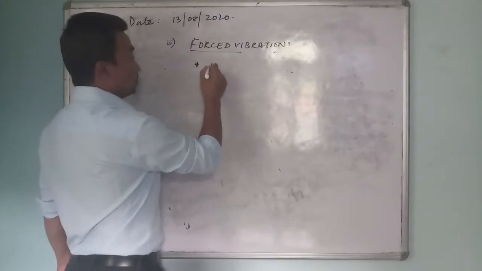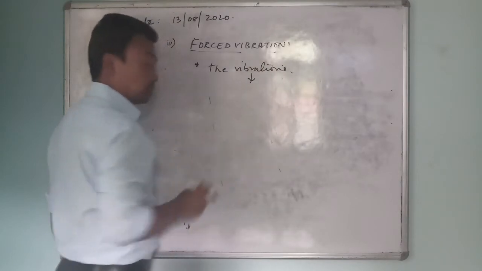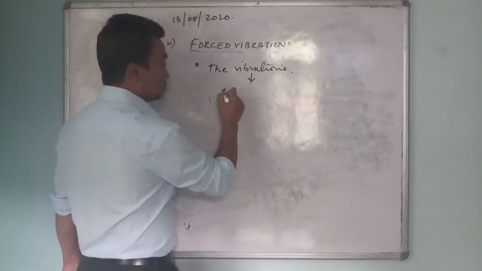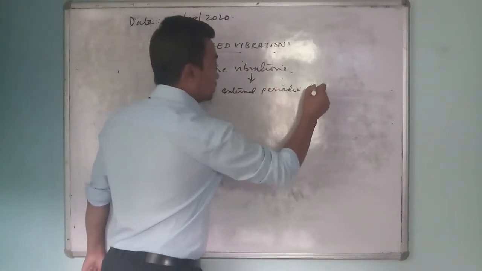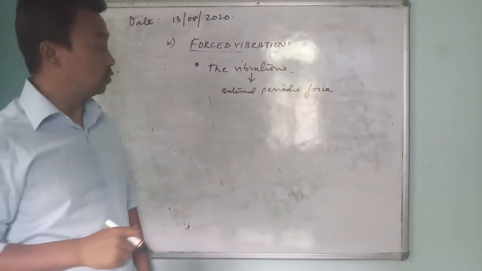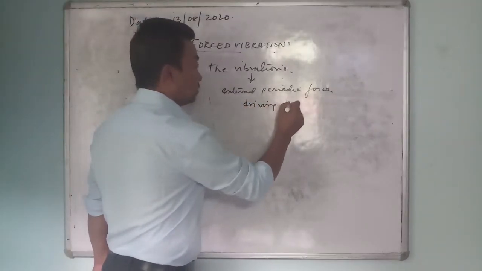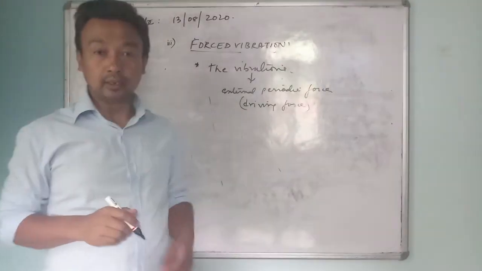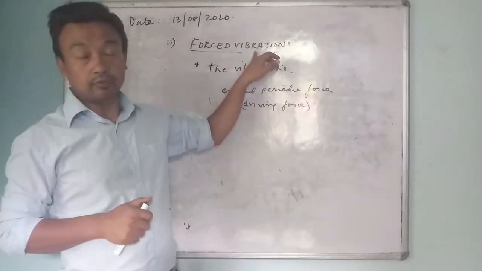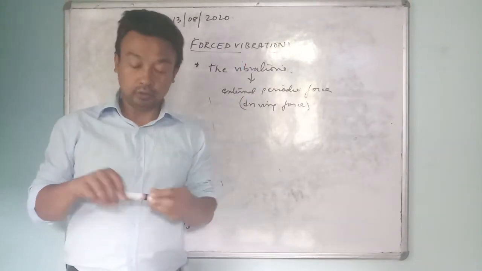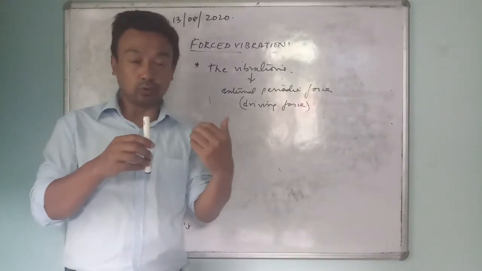So here the vibrations of a body take place under the influence of an external periodic force. This external periodic force which we apply to the body is also called the driving force. Okay, now in the previous type of vibration, the damped vibration, we saw there were two forces acting on it, the restoring force and the resistive force, the frictional force.